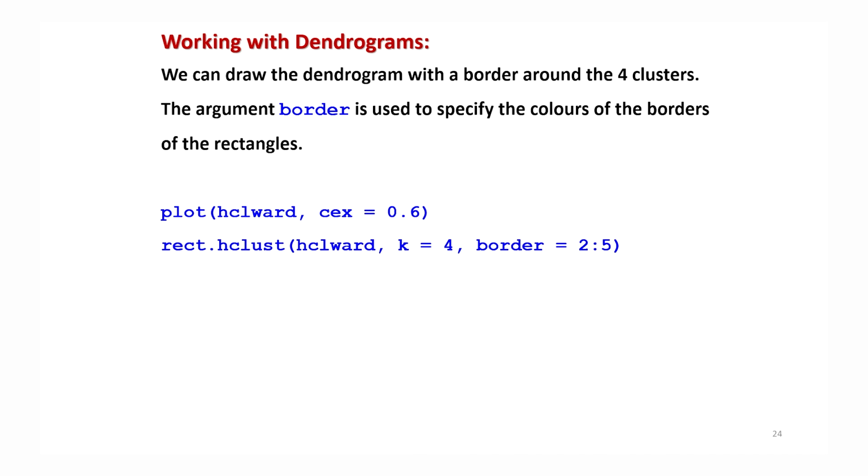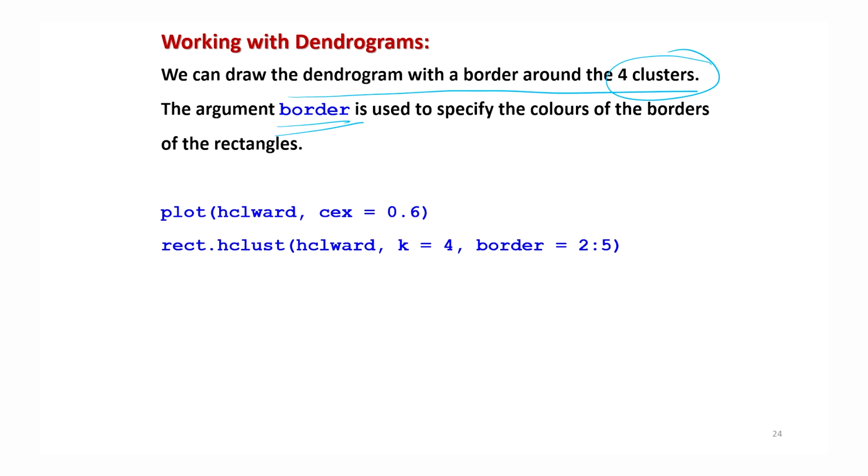Right. Now, if you want to understand these dendrograms, it is helpful that there are various options in the software by which your life will become easy, and it is very easy to understand. For example, we can draw the dendrogram with a border. Suppose I want to have 4 clusters and I want to know what are those 4 clusters, or which observations are going into these 4 clusters. So this argument border is used to specify the colors of the border of the rectangles, and these rectangles will be created around the clusters.